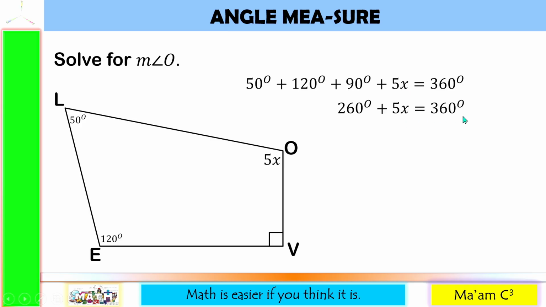Copy 5x and 360. Let us move 260 on this side. It will become minus 260 degrees. 360 degrees minus 260 degrees is 100 degrees. Therefore, 5x is equal to 100 degrees, and that is angle O.